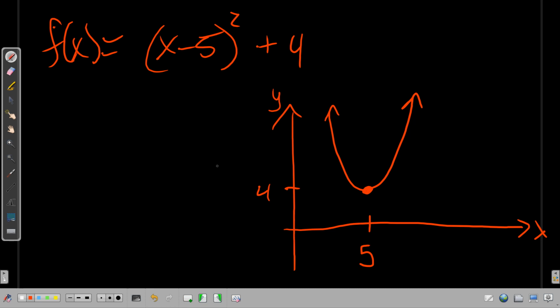It must go through the point 5, 4, because if I put a 5 right here for x, then it would say that f of 5 is 4. So it has to go through that point. It has that point for its vertex. And then the unshifted version would just be right here.